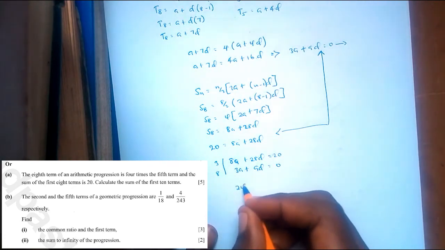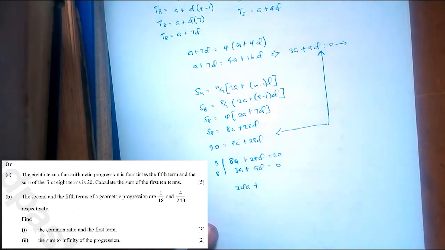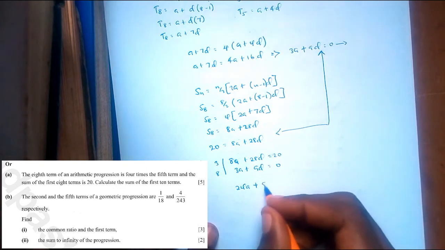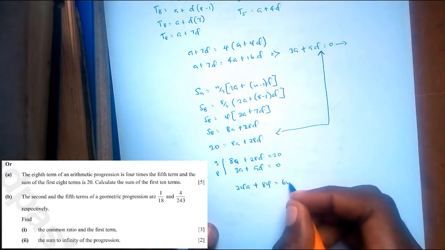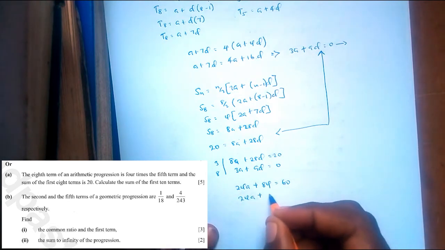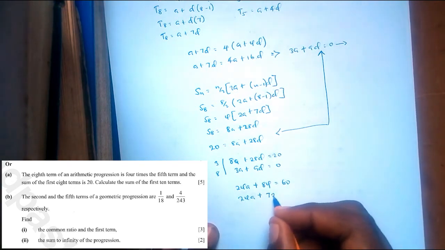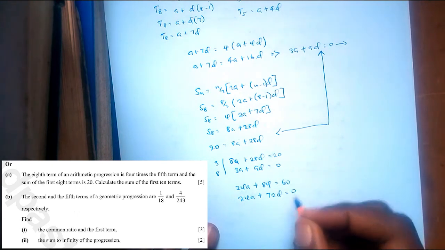Okay, so that will be 24a plus 28 times 3. 28 times 3 will be 84. 84 is equal to 60. Then this would be 24a plus, I think that is 72. 9 times 8, yeah, it's 72. 72d is equal to 0.